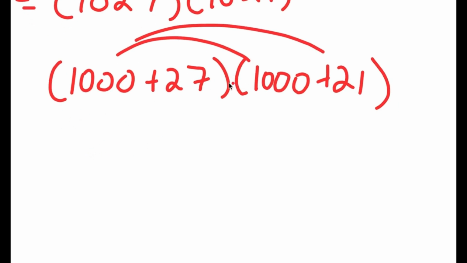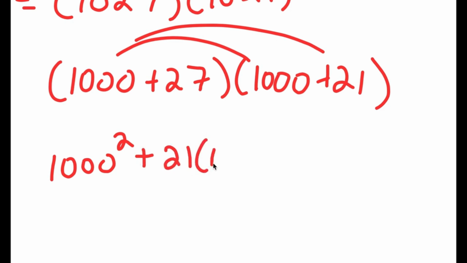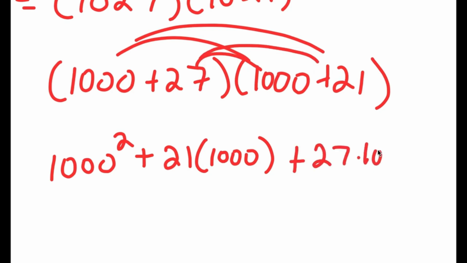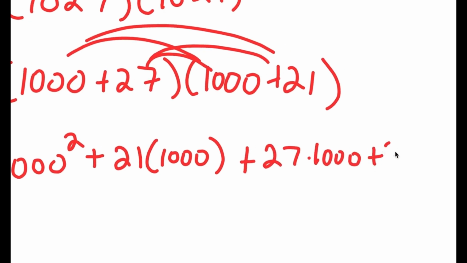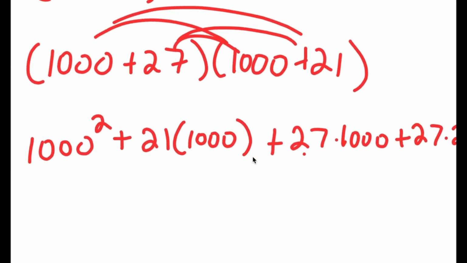So 1000 times 1000 is 1000 squared, plus 21 times 1000, plus, now I'm going to distribute the 27, so I get 27 times 1000, plus 27 times 21.